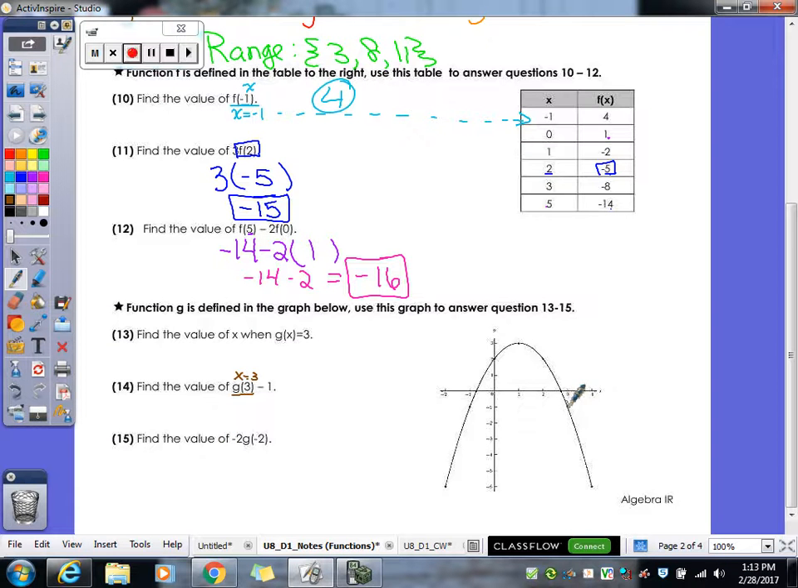If I look down to where it actually is on the graph, what's the y value for that? X is 3. My graph is actually down here. If we look over, it's a negative 1. Yeah, they all go by 1s. So g of 3 is negative 1. Subtract a 1, what do we get? Negative 2.